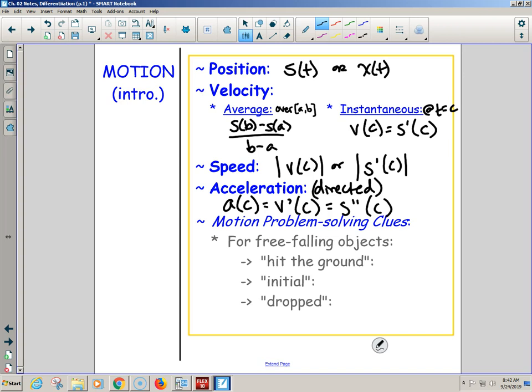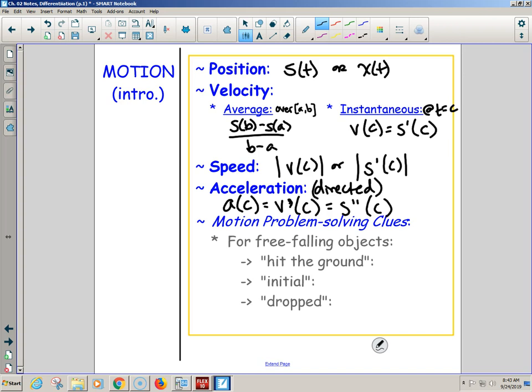Acceleration. What is acceleration? The rate of change of velocity. Okay, so acceleration is the rate of change, the derivative, of velocity. And velocity is the rate of change of position. So isn't acceleration also the rate of change of the rate of change of position? It's a rate of a rate.